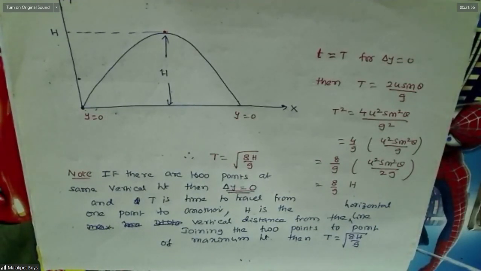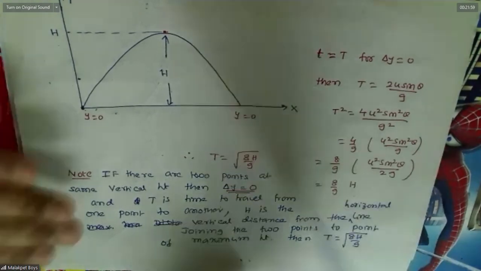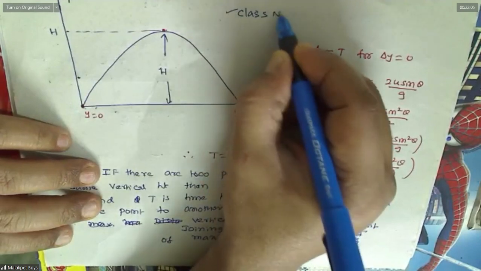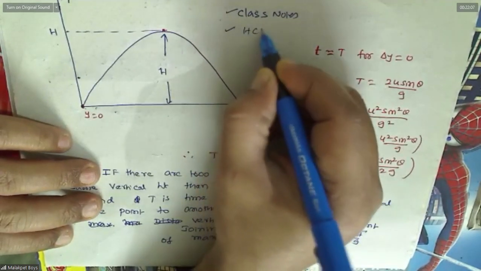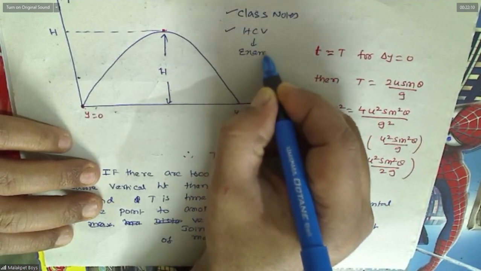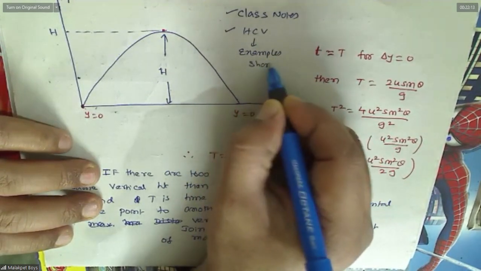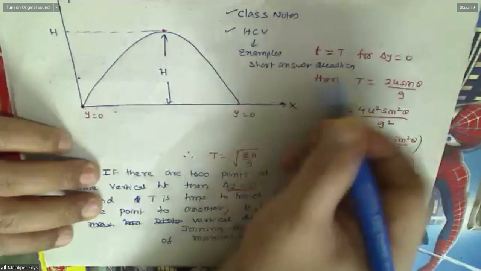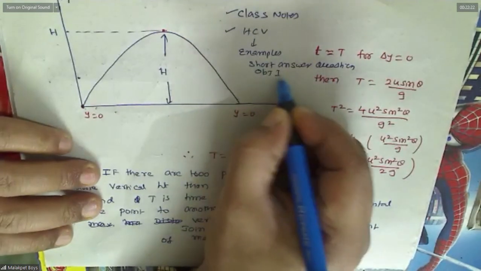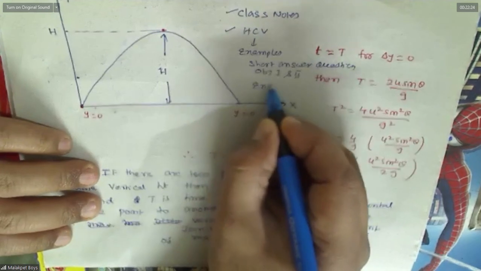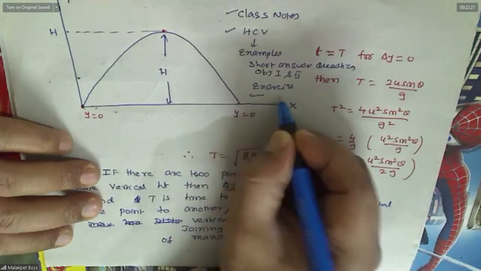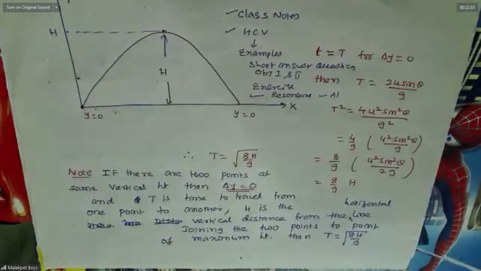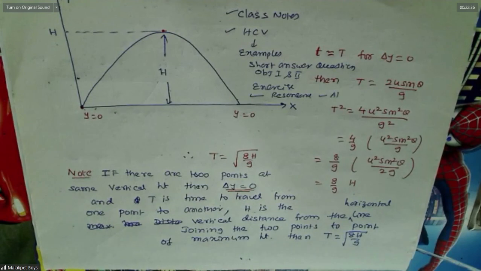Understood this? The whole story is: first attend class, then go to HCV. Examples, short answer questions, which are reasoning questions. Objective 1 and 2. Then go to the exercise. After that, go to Resonance, because they give it topic-wise. LN like that you can go. And sky is the limit. The more you do, the better your rank.